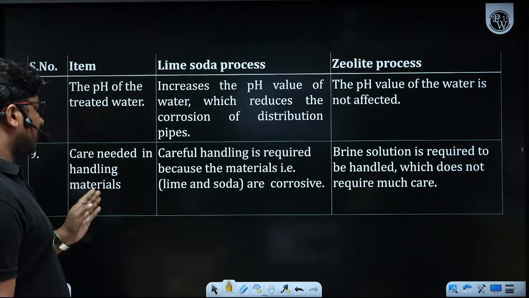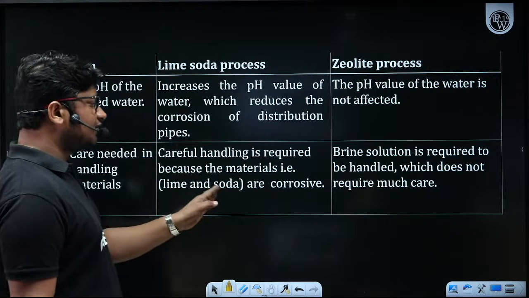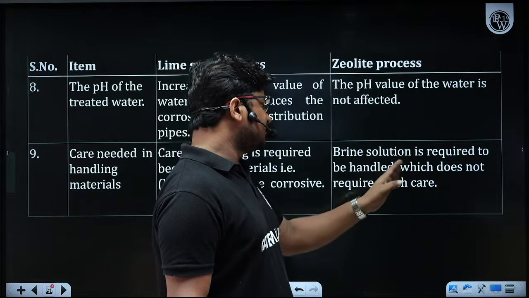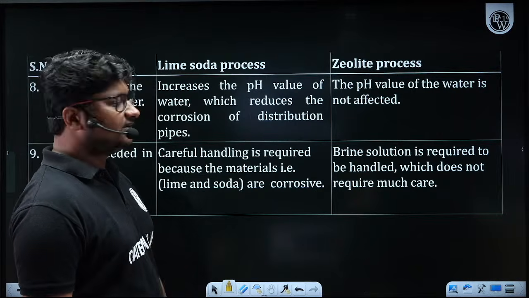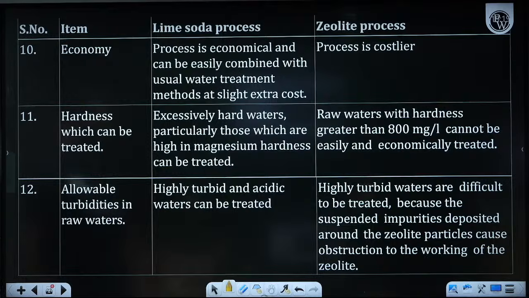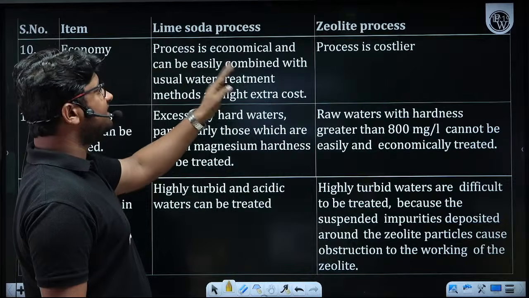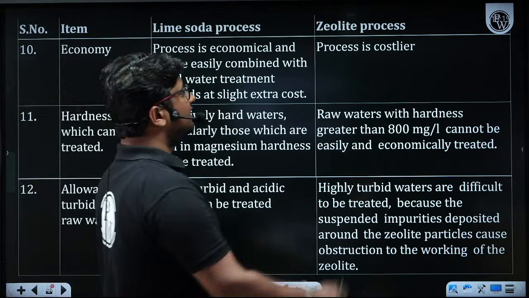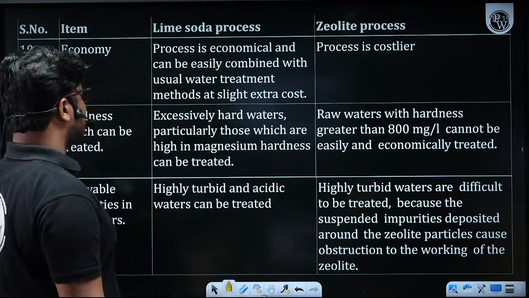Care needed in handling material. Careful handling is required in lime soda because lime and soda are both corrosive in nature. Brine solution is required to be handled in zeolite, which does not require much care. So this is the comparison regarding the lime soda process and zeolite process. Now regarding the economy, the lime soda process is economical and can be easily combined with the usual water treatment methods. The zeolite process is costlier because zeolite itself is costly.